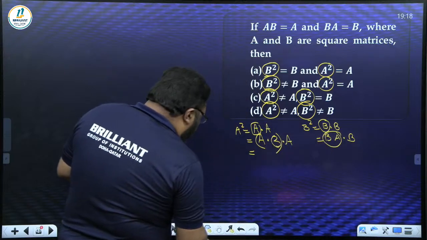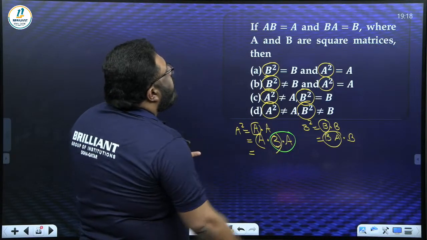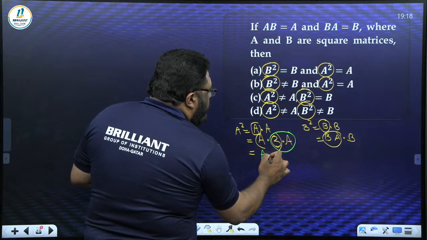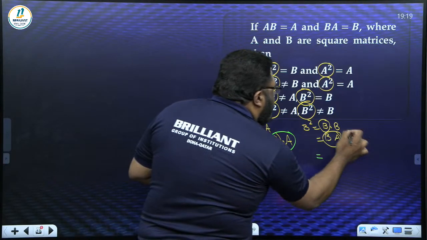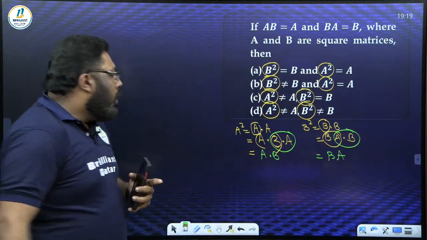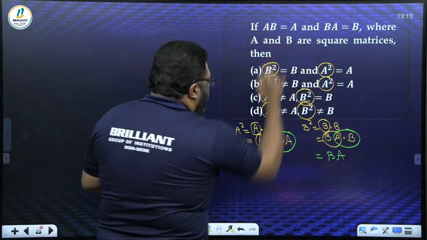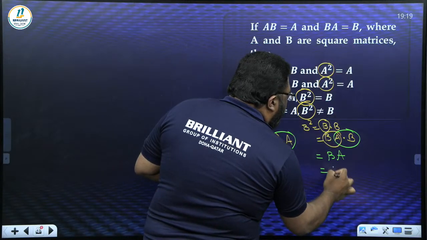Now read this part of the expression, my dears. What is BA? BA is equal to B. And what is this? AB is equal to A. Okay, now what is AB again? AB is equal to A. What is BA again? B.